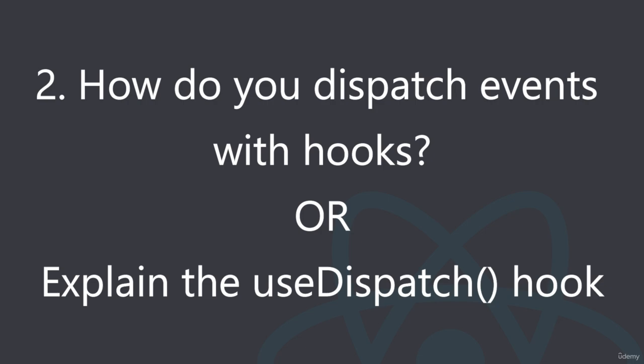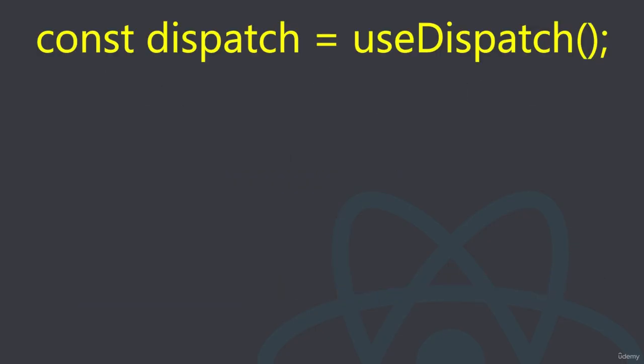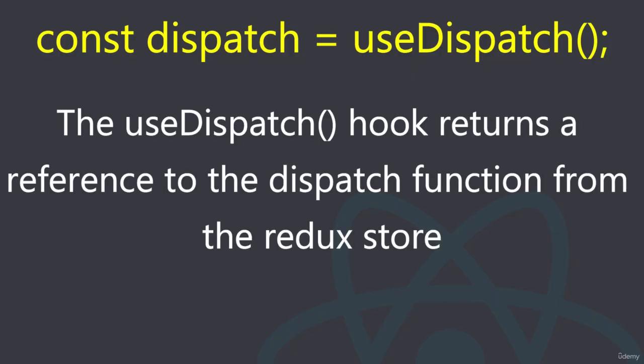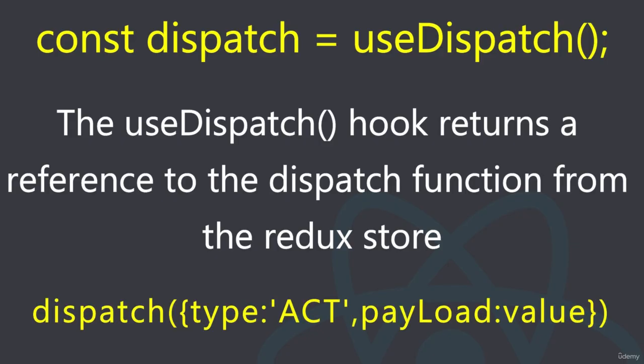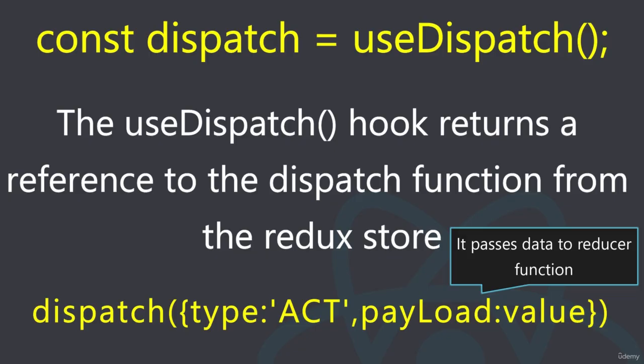And the second question is, how do you dispatch events with hooks? Or the same question can be phrased as, explain the dispatch hook. So this is how you do it. You write const and the dispatch object, and you use the hook. The useDispatch hook returns a reference to the dispatch function from the Redux store. This is how you write it. The returned dispatch is called with an object where the first parameter is type and the second parameter is optional and is called payload. You use this payload parameter to pass the data to the reducer function.